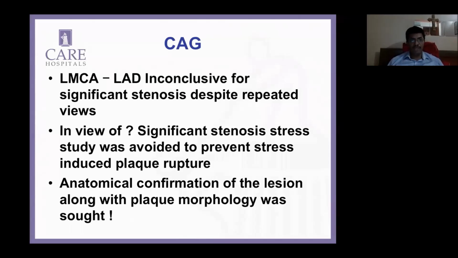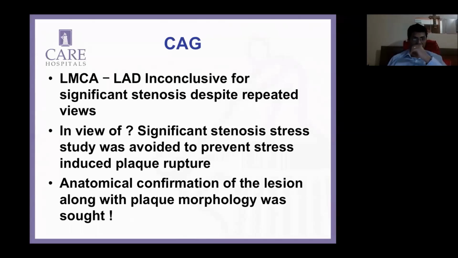Obviously, we have had patients having issues on the treadmill. We in fact lost a patient during a MIBI scan a couple of months ago. So we're a little scared of that. So we really need good anatomical confirmation of the lesion along with plaque morphology. So that's what we wanted.